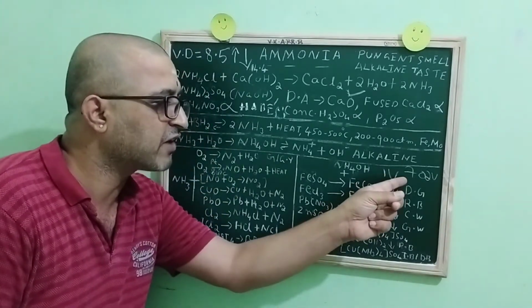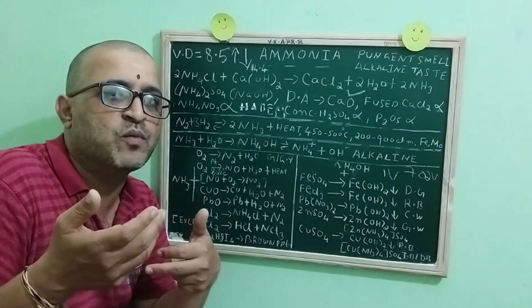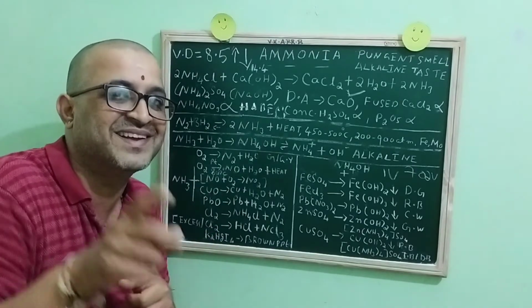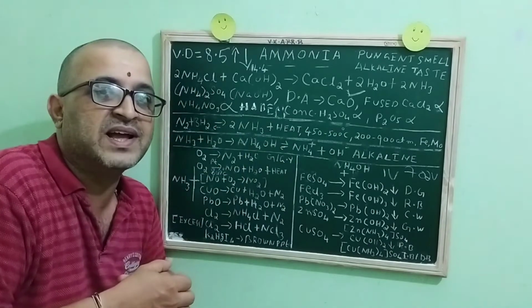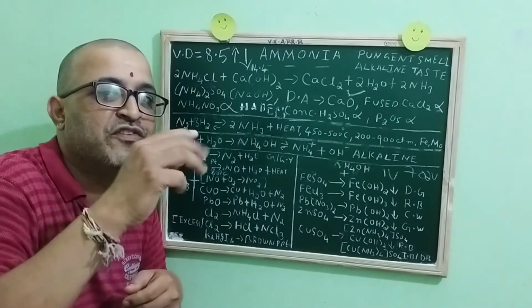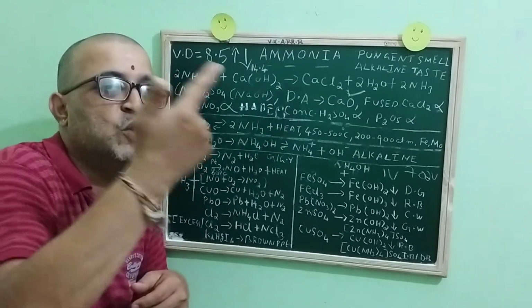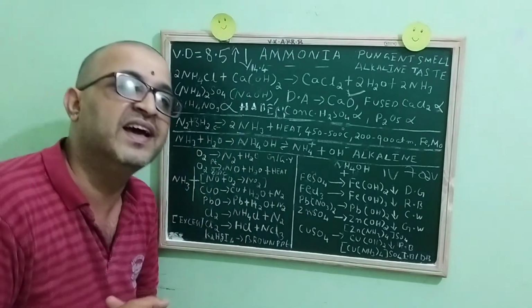Children, one simple thing actually: how do you prove that ammonia is highly soluble in water and it's basic in nature? We have an experiment. What is that experiment? You're right, the fountain experiment. In the fountain experiment, we take a red litmus solution which changes into blue color. Change in color from red to blue indicates that ammonia is basic in nature.